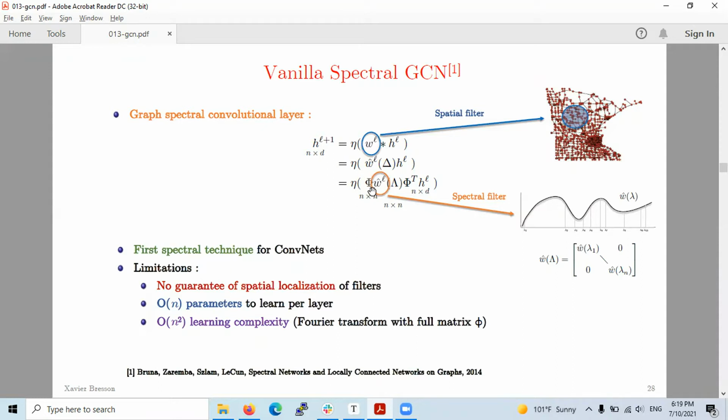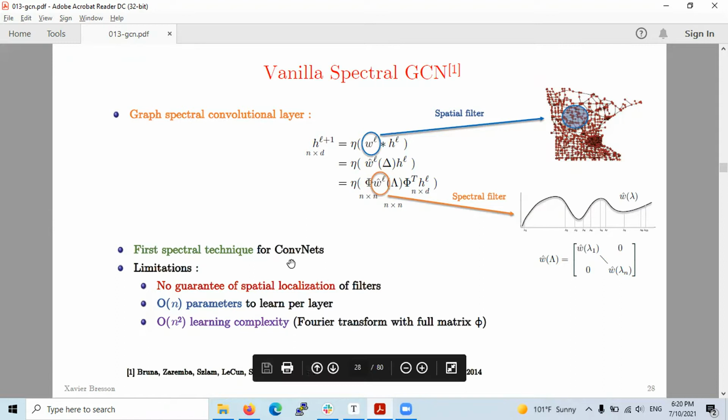And this is like a linear operation. When you do a Fourier transform, one interpretation is that you have a Fourier transform matrix, and then you multiply it with a signal, a simple matrix multiplication. That gives you the Fourier transform of it. So this itself is a full n by n matrix.